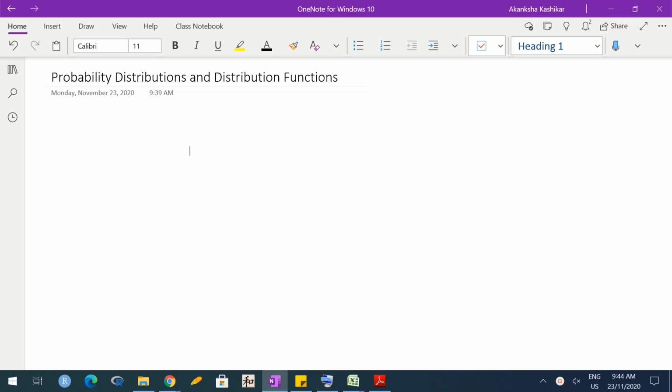Hello everyone. So we have discussed random variables so far. Now we are going to introduce the probability distributions and distribution functions. Before entering into random variables, we have also studied probability measures separately. Now we are going to combine these two things.